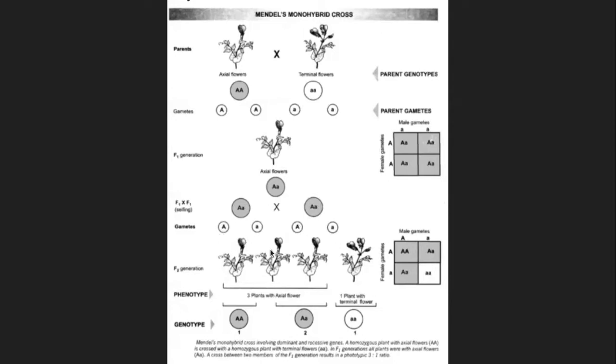Based on the possibility of combination, capital A fusing with the other capital A from the other parent will produce homozygous dominant, that is axial flowers. When this capital A fuses with the other gamete of the other parent, that is small a, it gives capital A small a, that is one. Then the small a from the first parent with the first gamete of the second parent gives capital A small a, and the other combination, small a fusing with small a, is homozygous recessive.